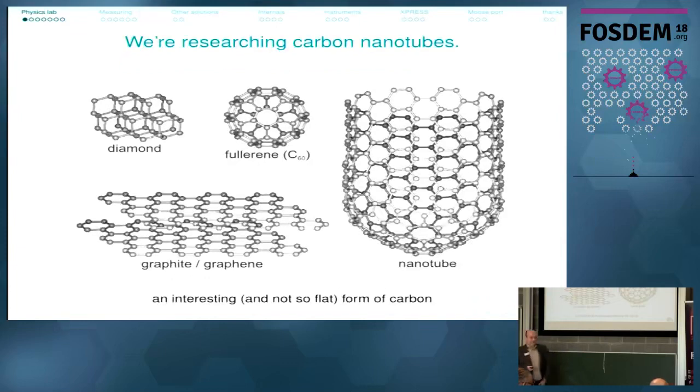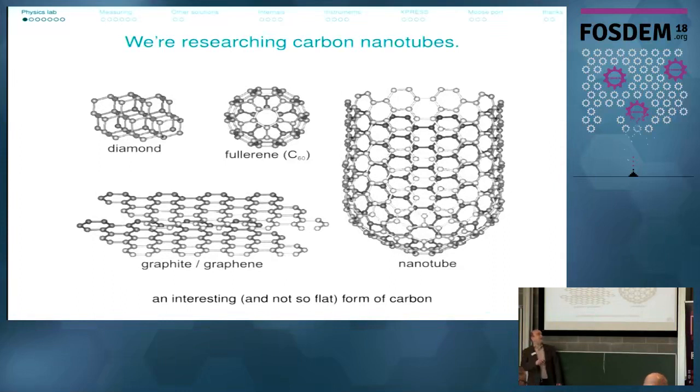So what are we working on? We are researching carbon nanotubes. I don't know if you've seen these pictures here before. There are many different forms of carbon. You can have diamond, where you have such a three-dimensional lattice of carbon atoms. You can have these fullerenes. You can have graphite or graphene with these layer structures. And you can have carbon nanotubes.